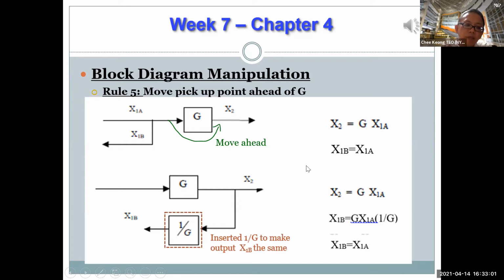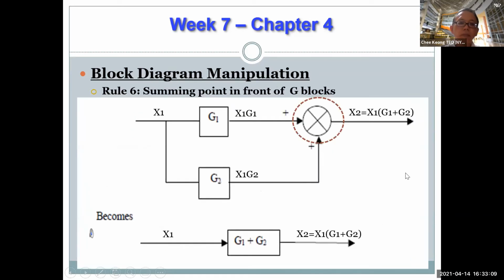So that's rule 5, total of 8 rules, which you have to remember because these rules, we don't put inside the formula sheet. Rule 6 for block diagram manipulation. When summing point is in front of two blocks, just add or subtract depending on the sign at summing point.